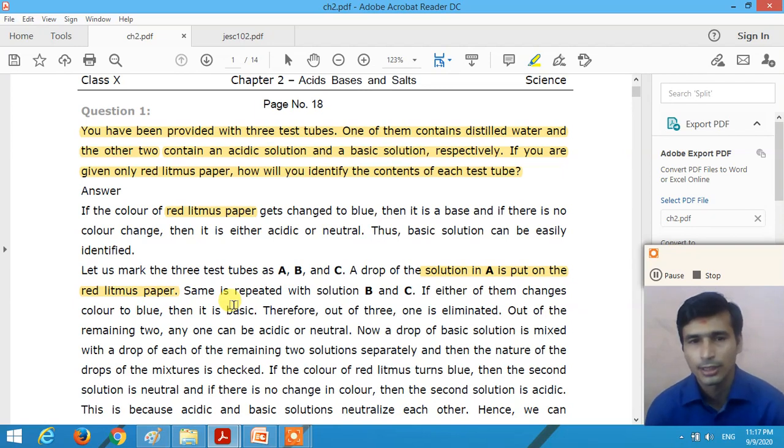So if we put solution A on the red litmus paper, does the color change or not? Drop of solution B on the red litmus paper, note down whether the color changes or not, and drop of solution C on the red litmus paper, note down the color of the red litmus paper, right? So if the color of the red litmus paper changes to blue, we can say that the solution is basic. Out of three, one is eliminated, right? So from these three test tubes, we can determine the basic solution with the red litmus paper, right?